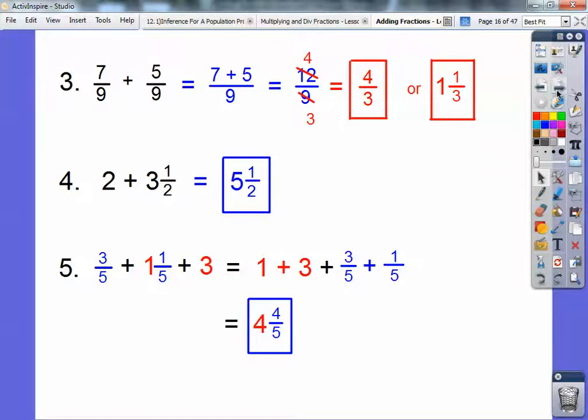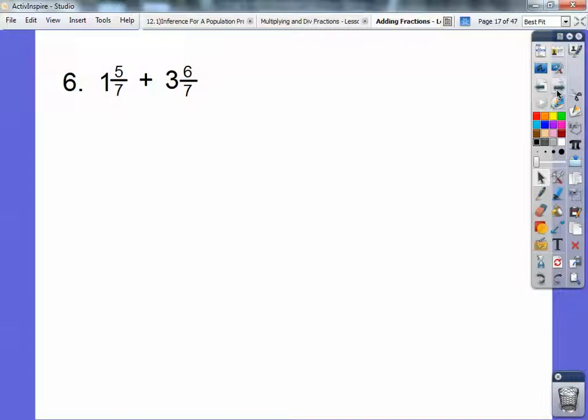Okay, let's try this one here. I'm going to add the whole numbers and then add the fractions right here. So the whole numbers are 1 plus 3, and then the fractions 5 plus 6 over 7. So you get 11 over 7. Now we can't have a mixed number and an improper fraction. That's just one of the rules you can't do.